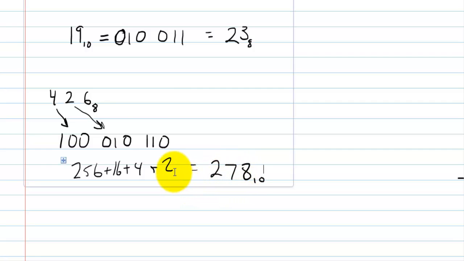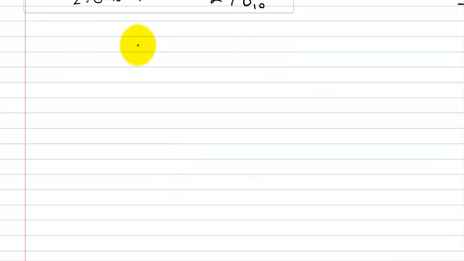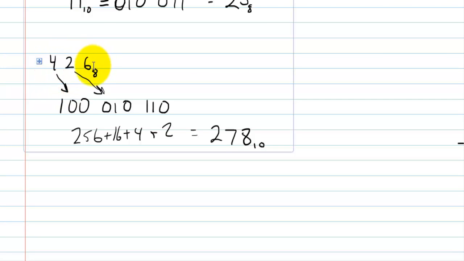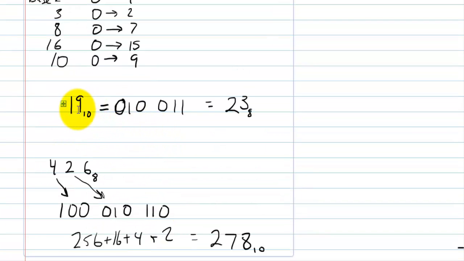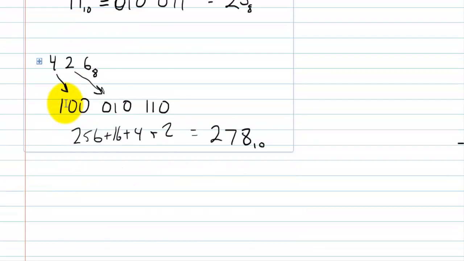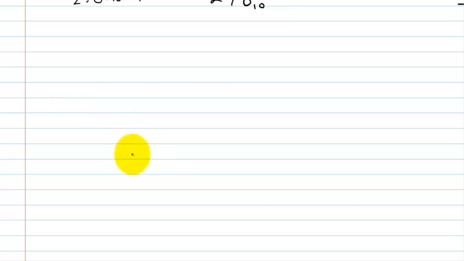So let's go ahead and convert another one. So we've gone from octal to binary, then we went from binary to decimal. So here we went from binary to octal and binary to decimal. So let's just do one more. Let's go from binary again into octal.